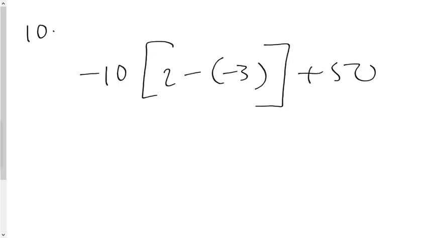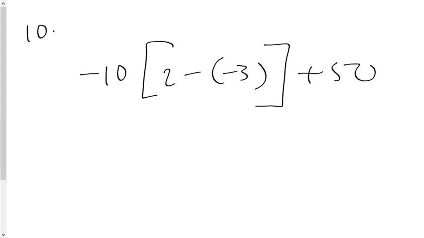Question 10, halfway through. We have a BEDMAS question where it says -10, and we have square brackets, which of course we know means multiplication, but we don't write the multiplication sign. We know that it's inferred. 2 take away -3 in brackets. So we're going to first do that.